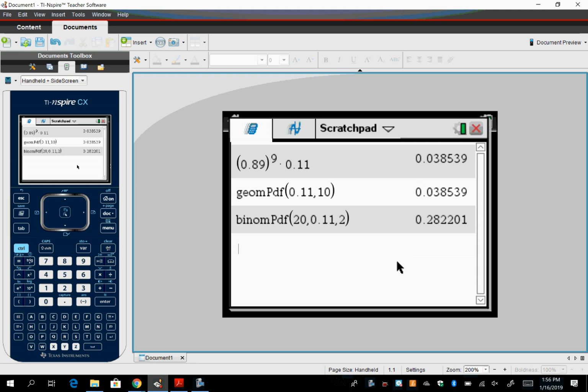And you have your answer: 0.282. 0.282 is the likelihood that we get exactly 2 out of 20 donors that have type B blood.